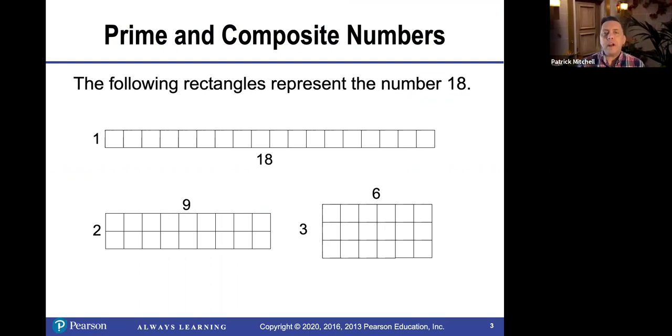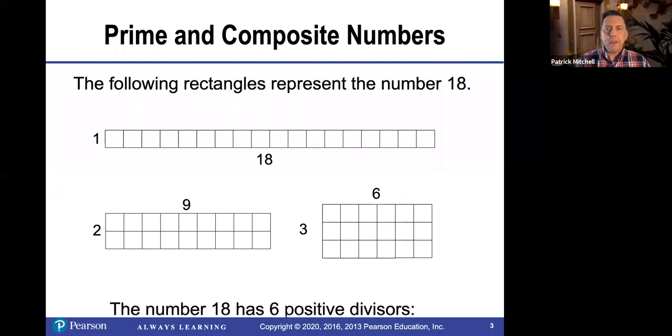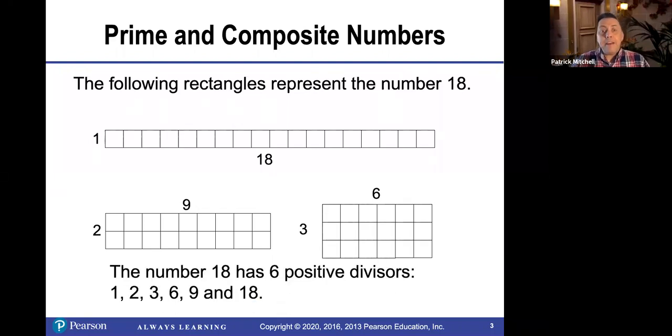So as an illustration of the concept of prime and composite numbers, notice that if you wanted to make a rectangle with an area of 18, there are at least 3 different ways to do it. You can make the rectangle 1 by 18, you can make it 2 by 9, or you can make it 3 by 6. And that's because the number 18 has 6 positive divisors, which are 1, 2, 3, 6, 9, and 18.